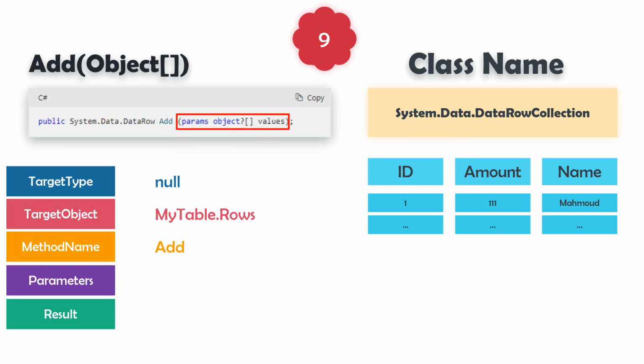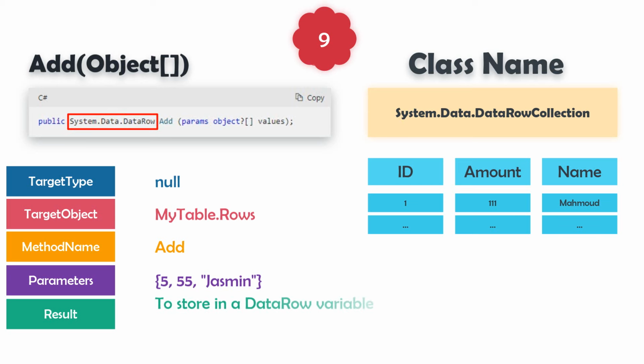We have only one parameter. It's of type ArrayObject. It means I should add an array as parameter. This array should contain the values for each column. For example, the following array. As you see, we have 3 values, because the table has 3 columns. And we have an output of type data row. It means I should create a variable of type data row to store the output.